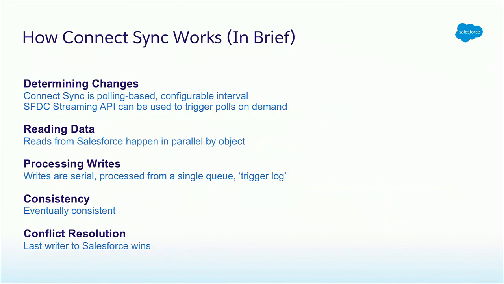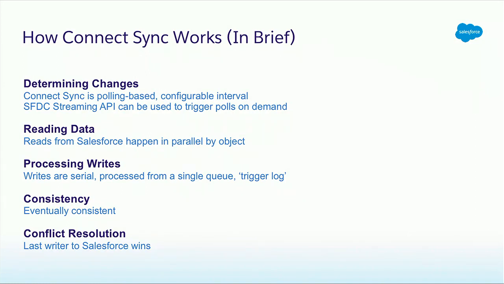We read data in a highly parallel fashion. We write very fast, but we serialize it for reasons of data consistency, because we're a sync engine, not a bulk load engine. We want to make sure the integrity of the order in which the data is written, and the dependencies that exist in the Salesforce data model, are respected. So that's how we write.